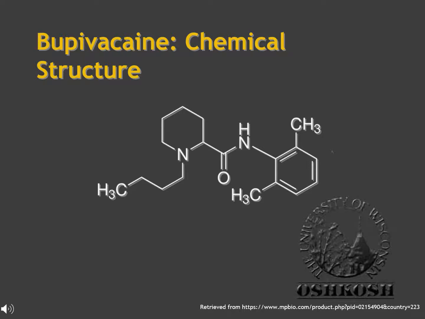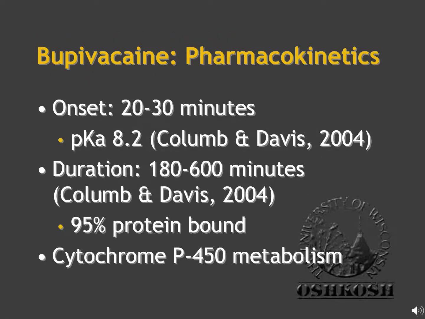Here you can see the aromatic ring on the right and the piperidine nitrogen with the butyl group on the left. The butyl group serves to increase the lipid solubility and the potency of bupivacaine. Bupivacaine has a relatively slow onset of action compared to other local anesthetics due to its pKa of 8.2. The further a pKa value is from physiologic pH, 7.4, the greater the amount of time will be required for ionization and crossing the nerve cell membrane.